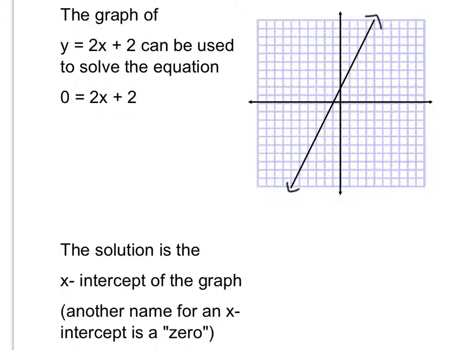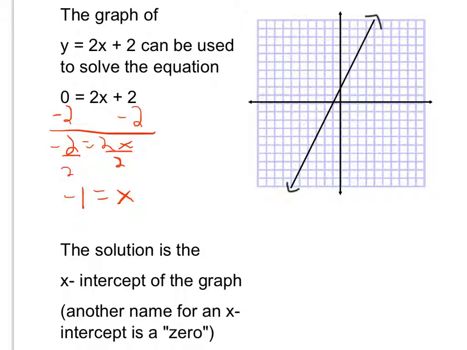Alright, so let's look at this. If we were to solve this equation, again, we would take 2 away first from both sides. And I would get negative 2 equals 2x. And then I would divide by 2 and get negative 1 equals x. So I could solve that using algebra pretty easily and get this. Sometimes equations aren't as easy to solve with algebra, and they're actually easier to solve with the graph.